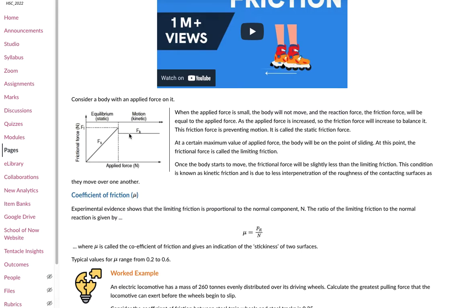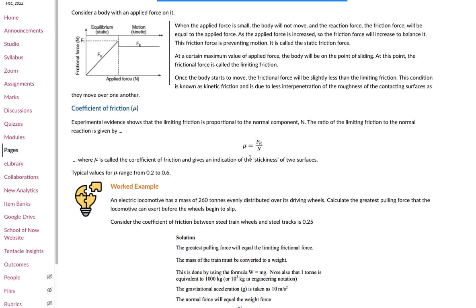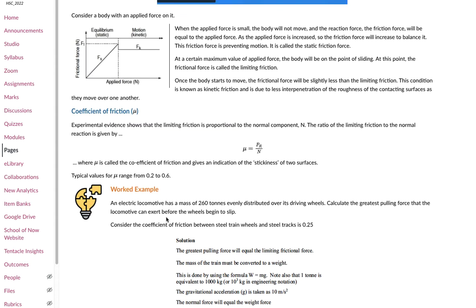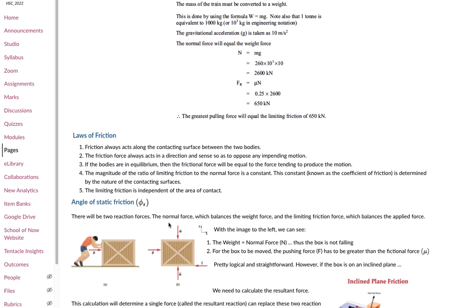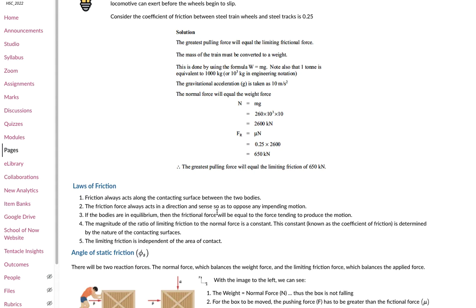So we're talking about static or kinetic, so it's actually moving or it is still, okay? Coefficient of friction, here we go. Here's our formula as we're starting to work it. And in there's a couple of examples that you can work through to have a look and see what it's doing.